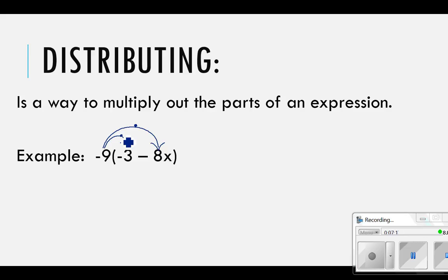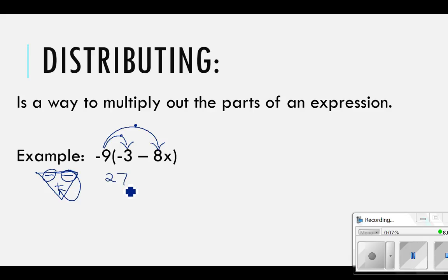So I'm first going to multiply negative 9 times negative 3. If I make my sleepy man, Dorito man, whatever you call him, I have 2 negatives. That's going to give me a positive. 9 times 3 is 27.